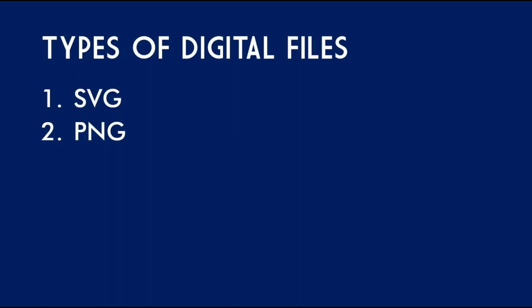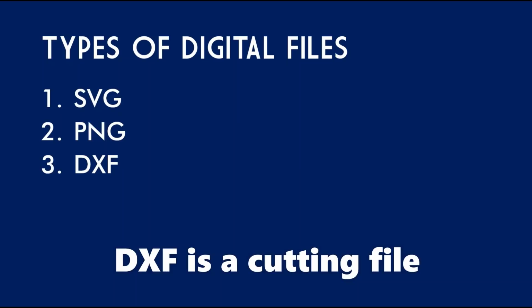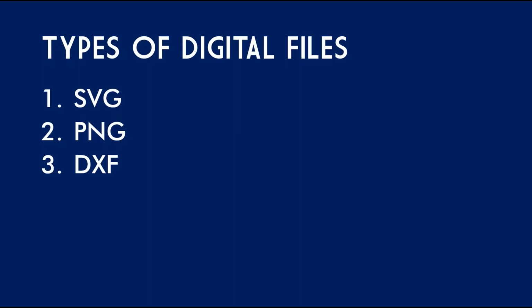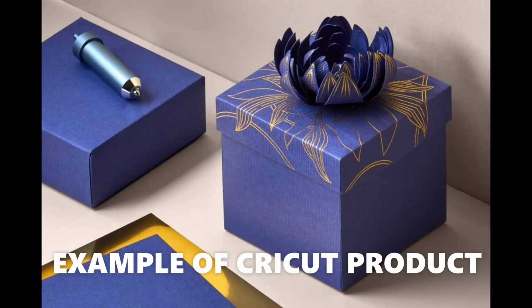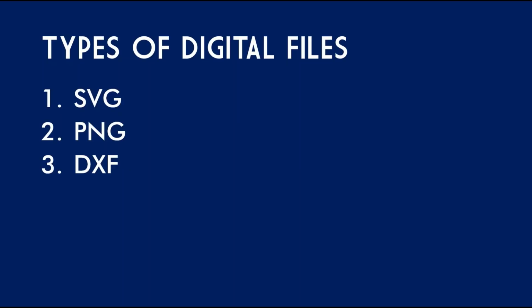The third type of file is a DXF file, and that's like a cutting file. So there's two ones that I've run into. I'm sure there's more reasons, but a DXF file is typically used if you have a Cricut machine, and a Cricut machine is like a high-end cutting machine, so you can cut like really intricate patterns into paper or other materials. The other reason that I've seen DXF files used is for woodworking machines and like laser cutting. And so it's really cool.